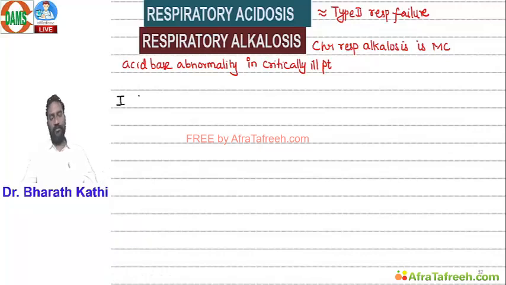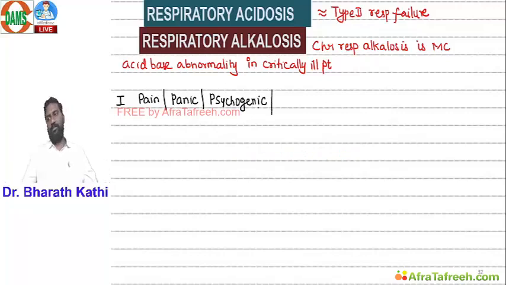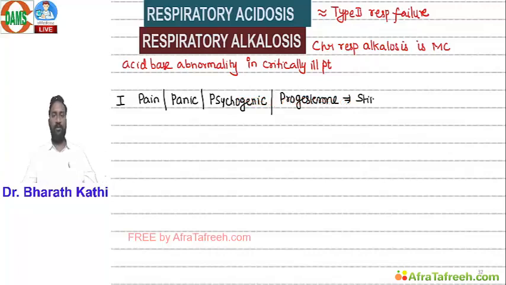First group of causes: pain. People will hyperventilate. Panic. They will hyperventilate. A few young females have psychogenic hyperventilation. They just keep on hyperventilating for no reason. Excess progesterone in the body: progesterone can directly stimulate the respiratory center. These four are the first group of causes.